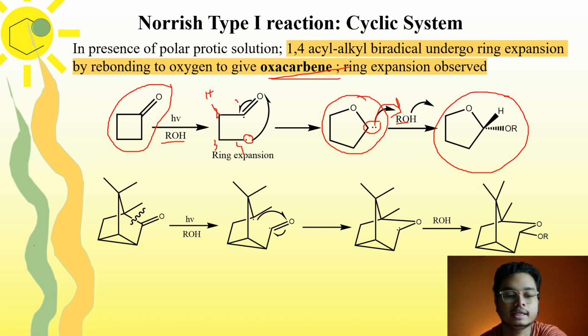Next, we are talking about another example where this type of norbornenone system is there. Initially, the alpha cleavage takes place, and a similar kind of acyl alkyl biradical type of system is generated. Now, since it is generated, without taking the ketene formation, it will undergo ring expansion, and we get this oxacarbene type of system here. And then this particular carbene center is attacked by the polar protic solvent to generate our desired compound. So this is something that you have to remember, these types of reactions.